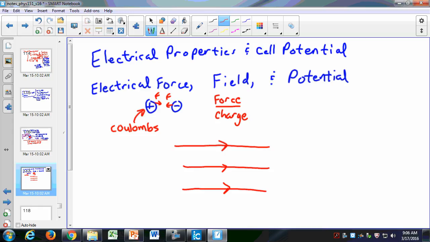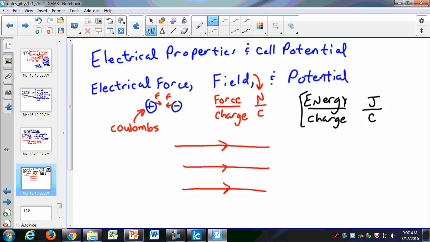Now force is in newtons, and so for the field, we're going to have units of newtons per coulomb. Potential is something that's even a little more difficult to understand than fields. Potential is going to be an energy per charge. So the units for this, energy, of course, is in joules. Charge is in coulombs. So it's going to be joules per coulomb. Or usually the units for potential are written in volts.